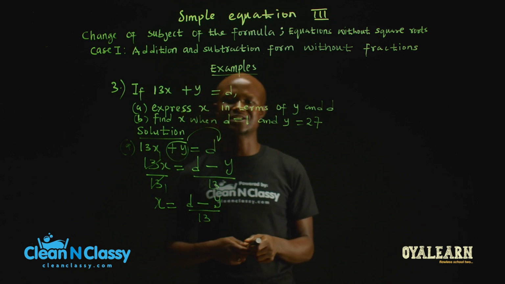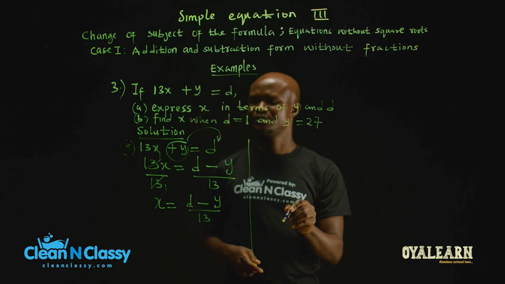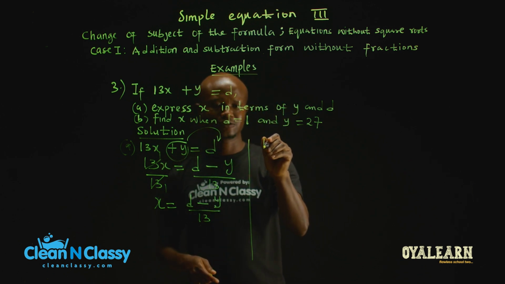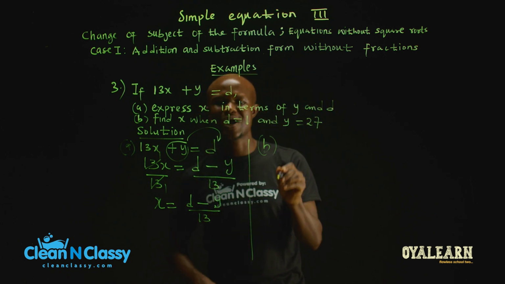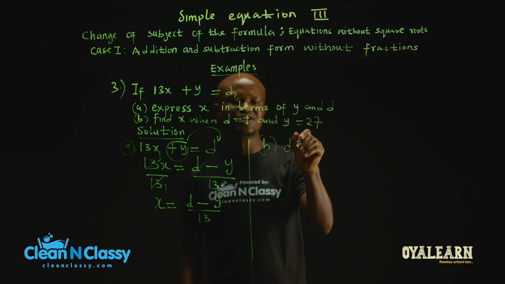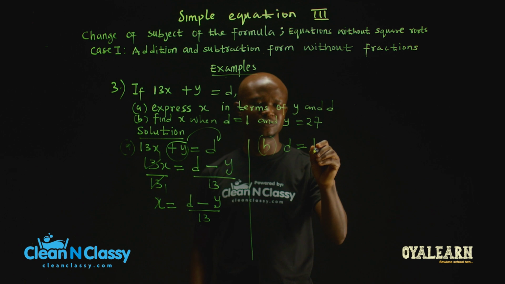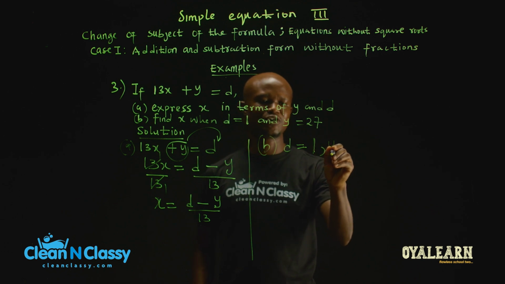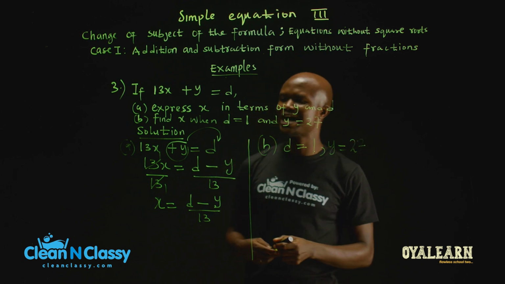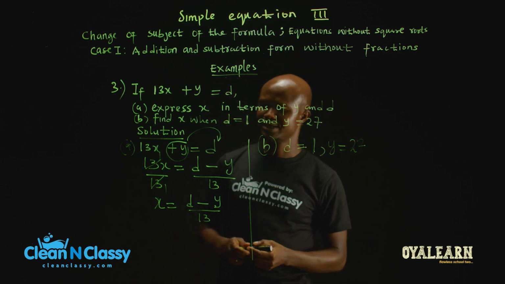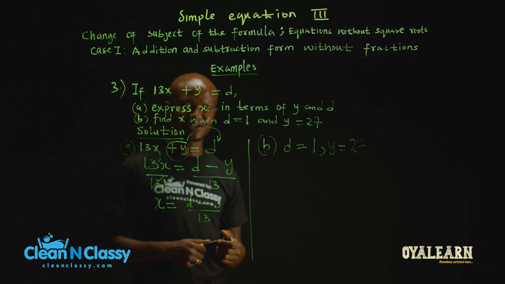Now, for the second part of the problem, we have b. For the b part, find x when d equals 1. So we are given a value of d to be equal to 1 and also the value of y to be equal to 27. So we are asked to find the value of x. We want to find the value of x.